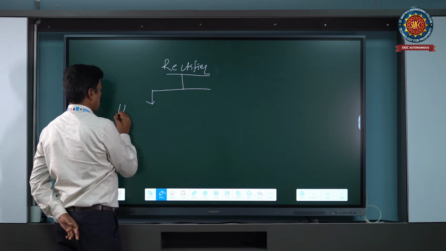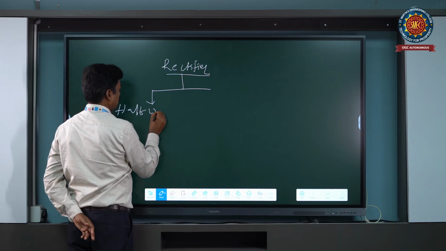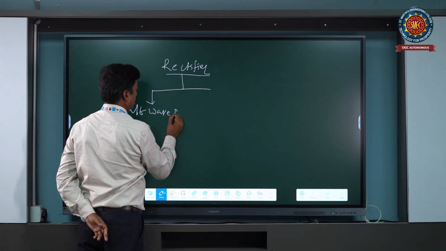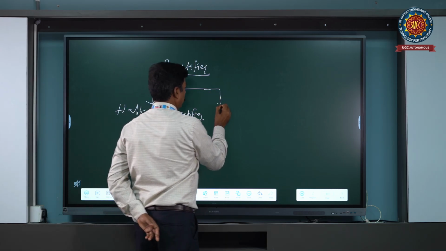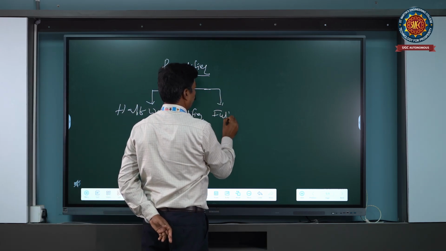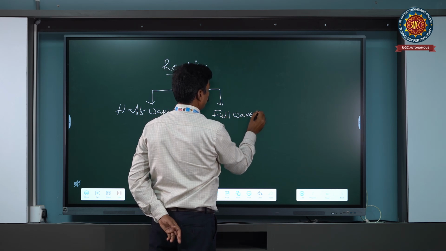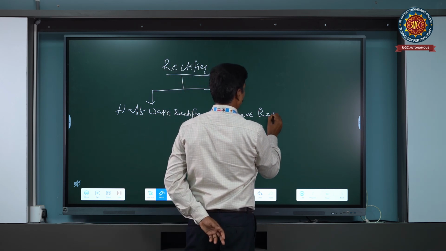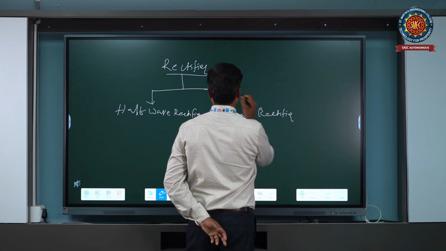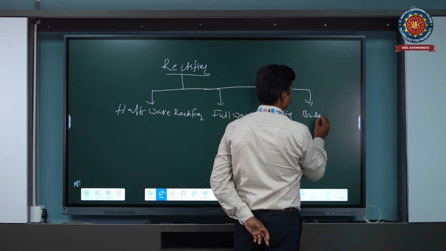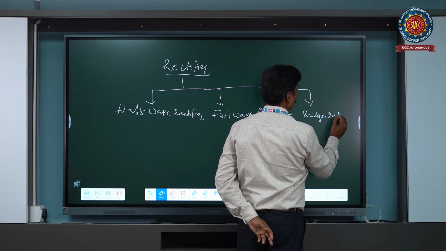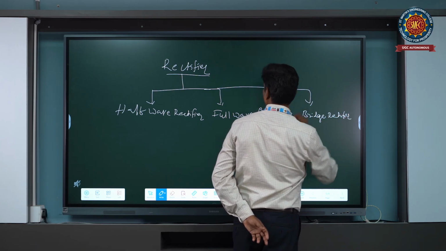The first one is the half wave rectifier. The next is the full wave rectifier. Another one is the bridge rectifier.